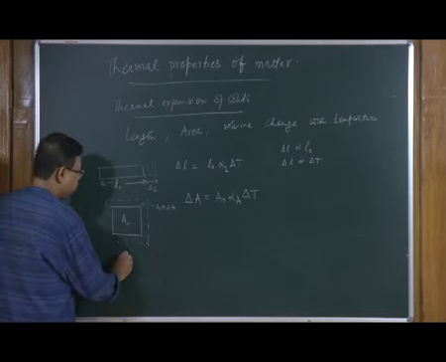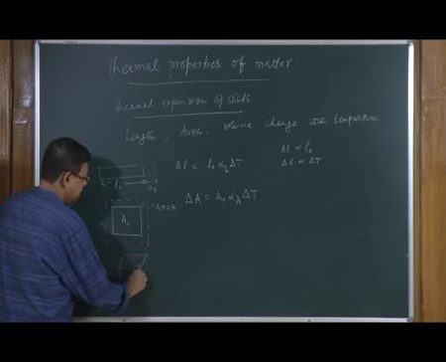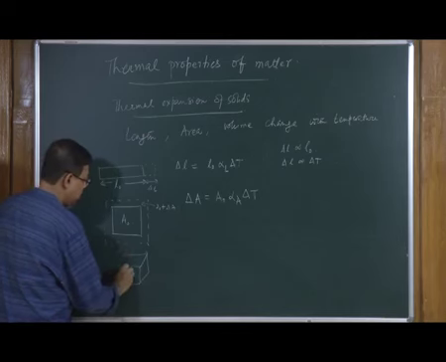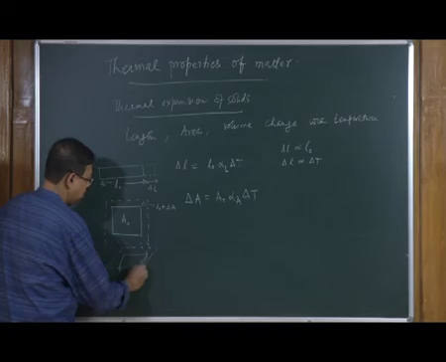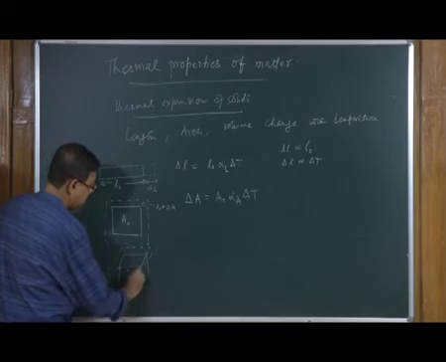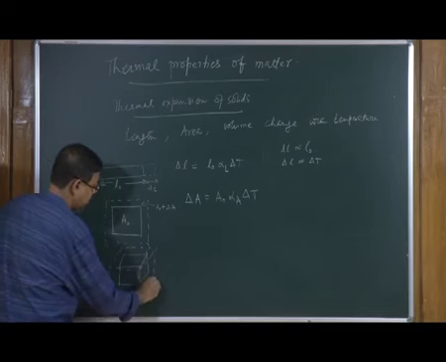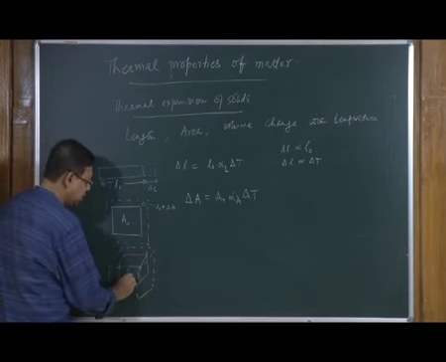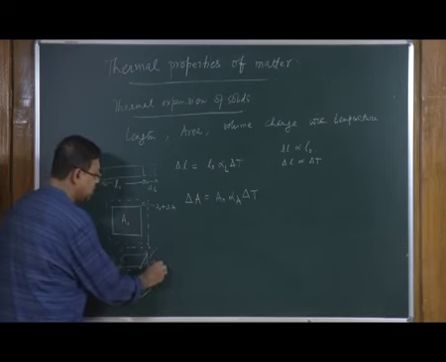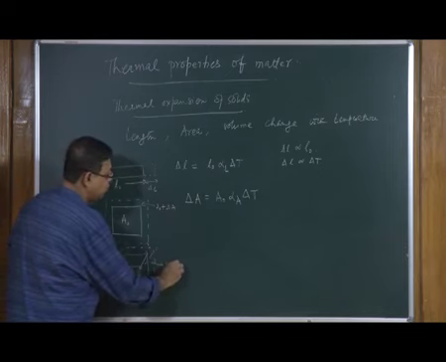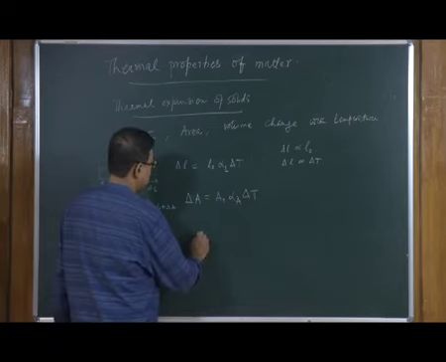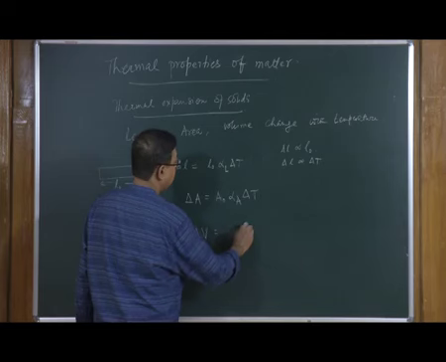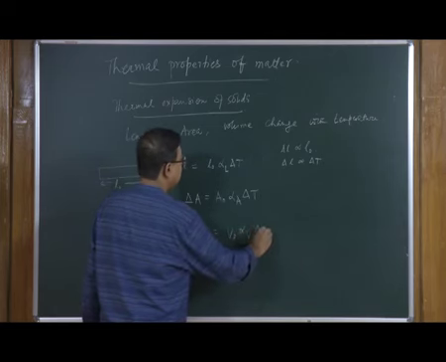And if we talk about volume, then this is my V0 and this is V0 plus delta V. I hope you can see that. So, this is a volume. The original volume is this, and this has a volume V0 plus delta V, and so delta V equals the initial volume times alpha V times delta T.